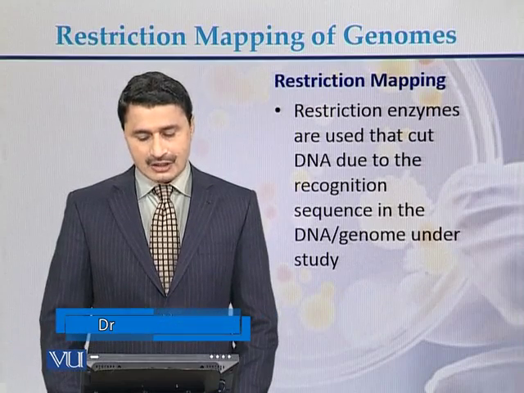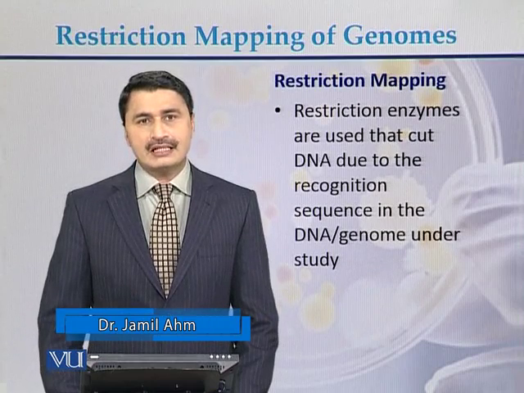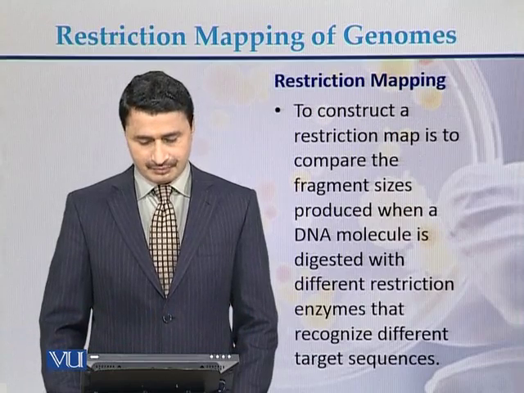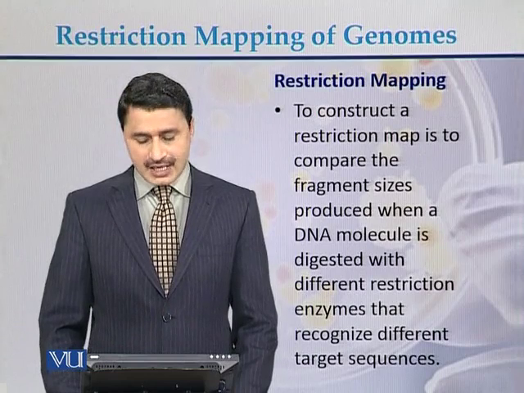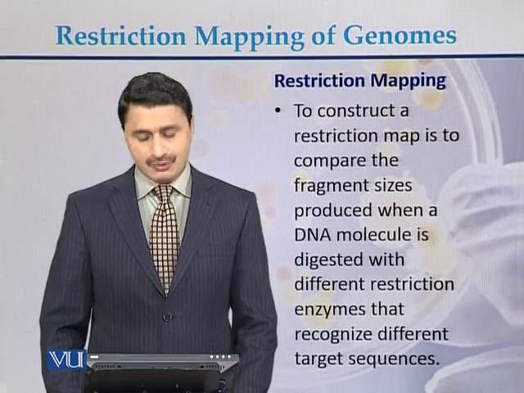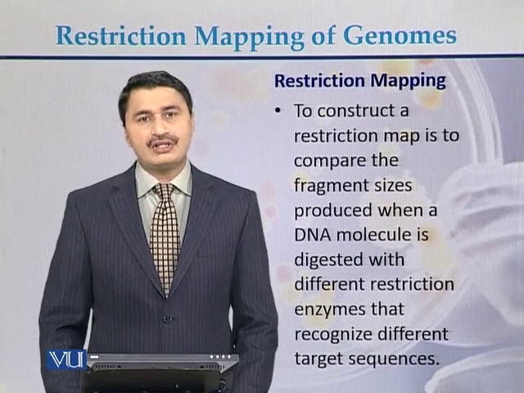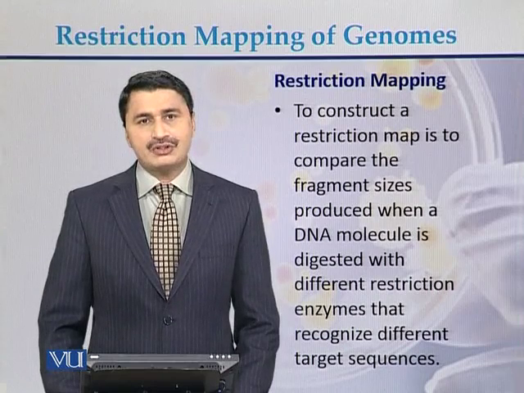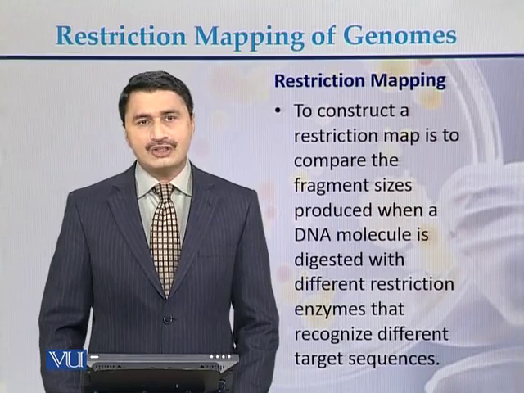Restriction enzymes are used that cut the DNA due to a recognition sequence that is usually present in the DNA or the genome which is under study. To construct a restriction map is to compare the fragment size produced when a DNA molecule is digested with different restriction enzymes. Different restriction enzymes recognize different recognition sequences of the genome.